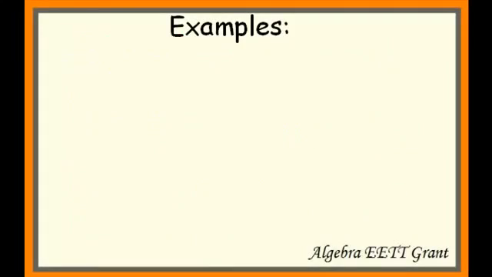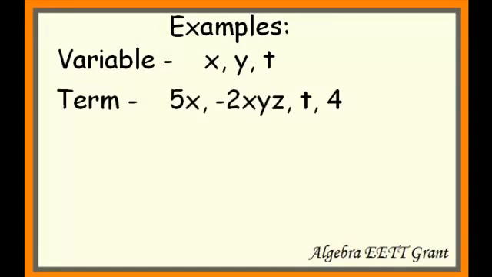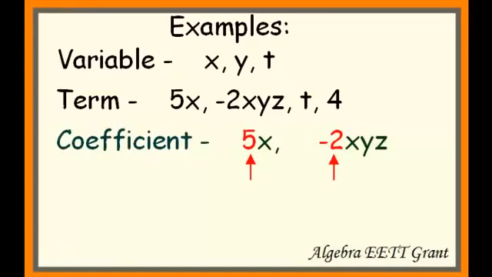Now here's some examples of each one of those things. A variable, an example, would be like x, y, or t. It's just a letter we put in place of an unknown. A term would be a collection of variables and coefficients. So like 5x, negative 2xyz, t, or 4. Now a coefficient, that is the number that's placed in front of either one variable or a set of variables, that monomial term. So the coefficients in these cases would be 5 and negative 2.